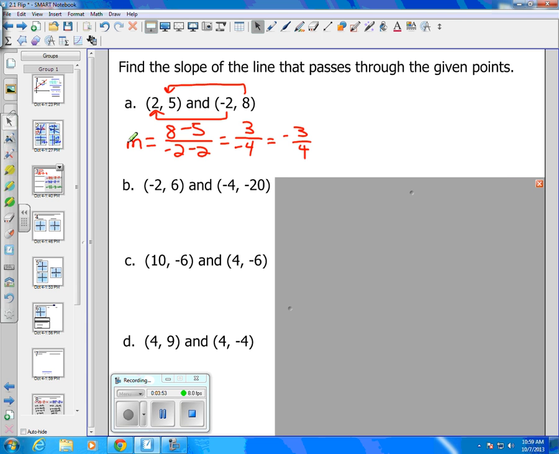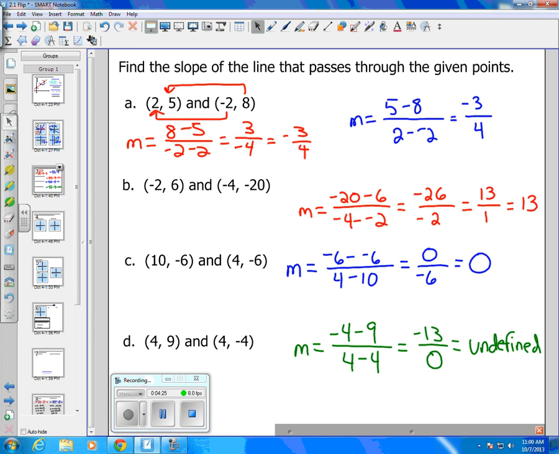We could also, if we want, work this the other way. So the order in which you do it doesn't really matter as long as you're consistent. So instead of doing 8 minus 5 in the numerator, I can go 5 minus 8. That's fine. But if I do 5 minus 8, then I have to do 2 minus the -2. In this case, I'll get -3 over +4 as well. Go ahead and try to do letters B, C, and D on your own. You can pause the presentation right here. Okay, and this is what you should obtain.